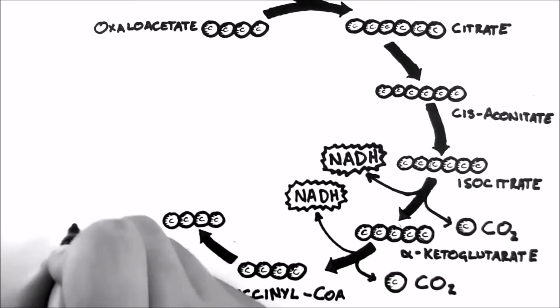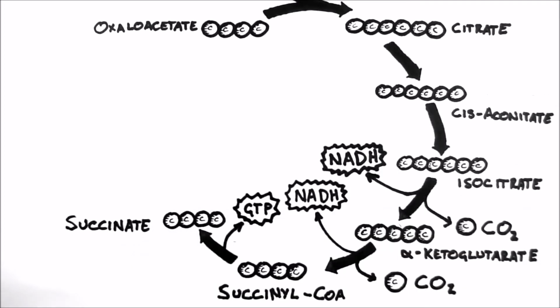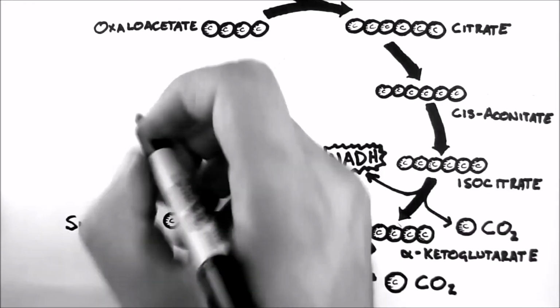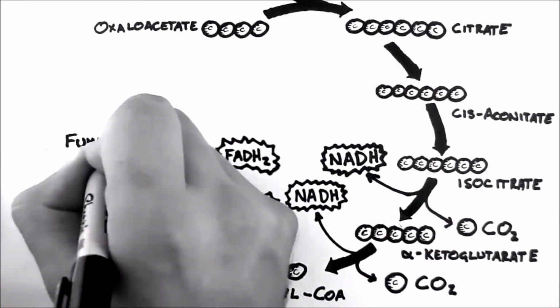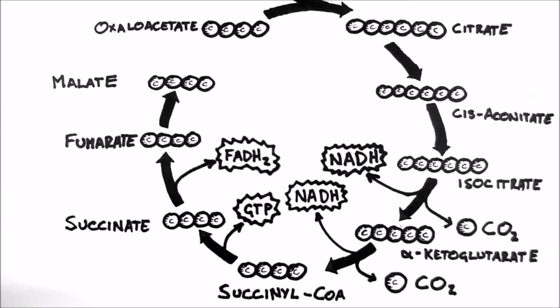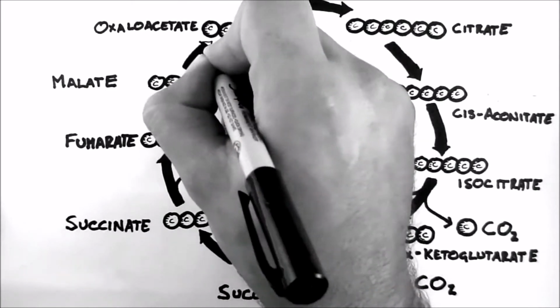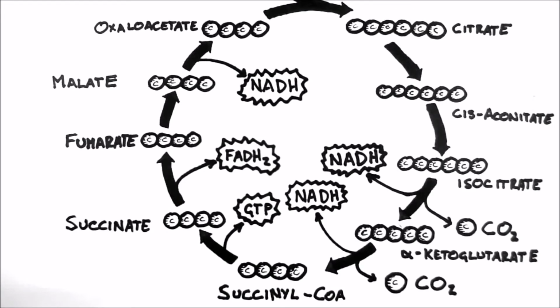Succinyl-CoA is then converted to succinate, and a GTP is produced in the process. GTP is essentially an equivalent of ATP. Succinate is then converted to fumarate, and an FADH2 is produced in the process. Fumarate becomes malate, and malate completes the cycle and becomes oxaloacetate, producing the final NADH in the process. The oxaloacetate is then available to combine with any available acetyl-CoA and begin the whole process again.